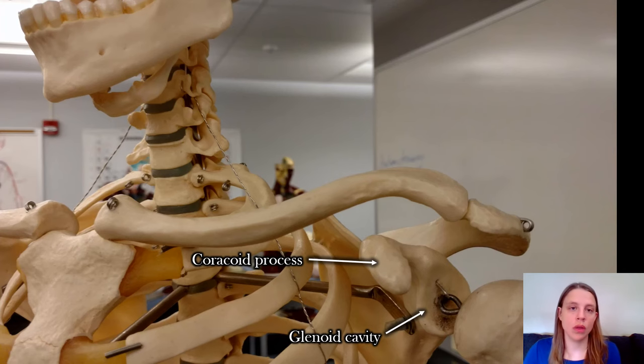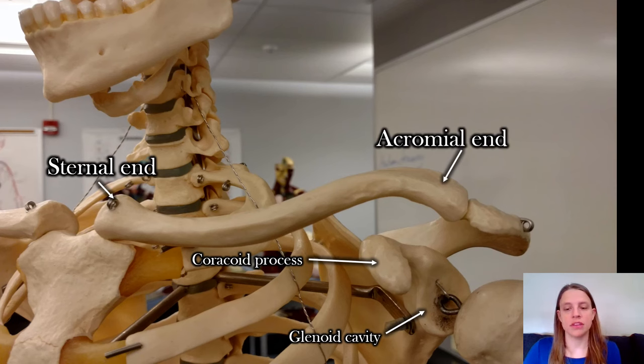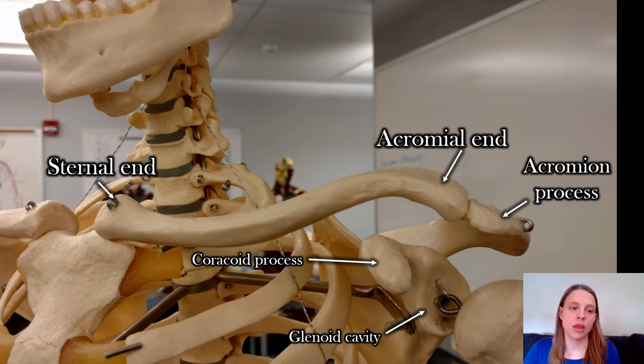Moving on to the clavicle, there's not very much to know. Attached to the sternum is the sternal end, and then the other end is the acromial end. It's the acromial end, of course, because it is articulating with the acromion process. So even if this was disarticulated, taken off of the skeleton, it's still easy to tell which end is the sternal end and which end is the acromial end, because the sternal end is blunt and flat, and the acromial end is a little more tapered off.